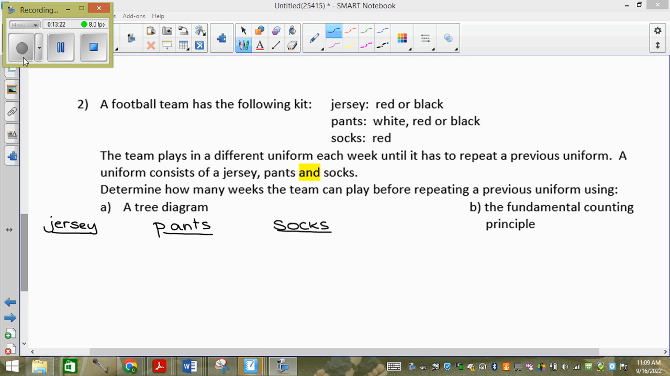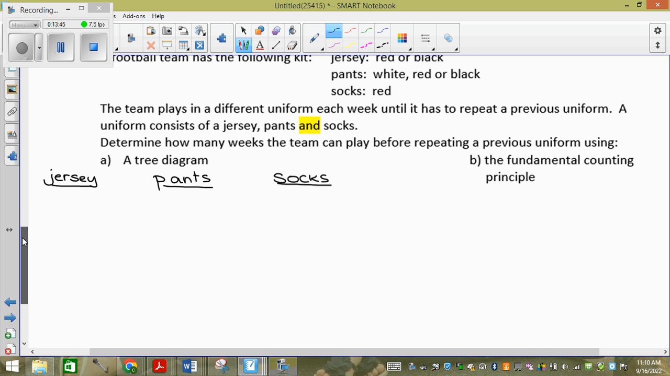Now the key thing in order to do these is they have to pick one of each. So let's make sure they do. The team plays in a different uniform each week until it has to repeat a previous uniform. A uniform consists of a jersey, pants, and socks. So you just need one of each. So that's how we can use the tree diagram or the fundamental counting principle.